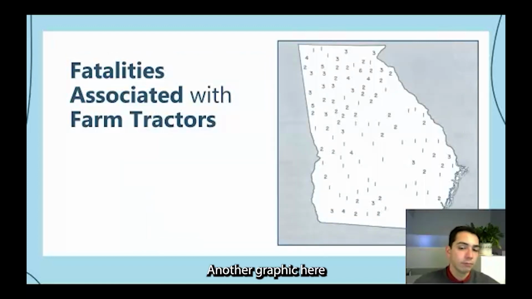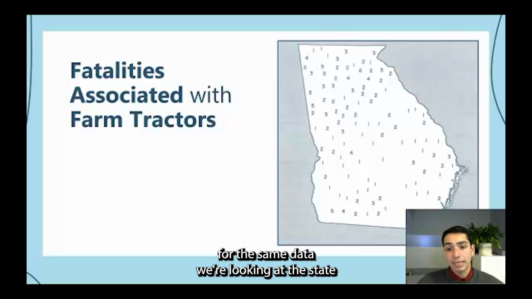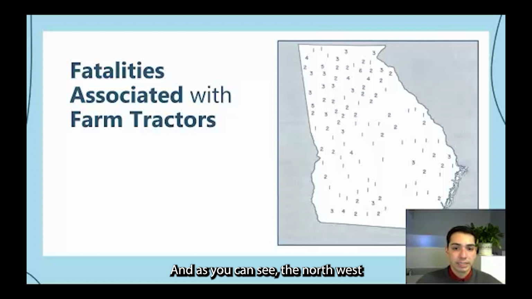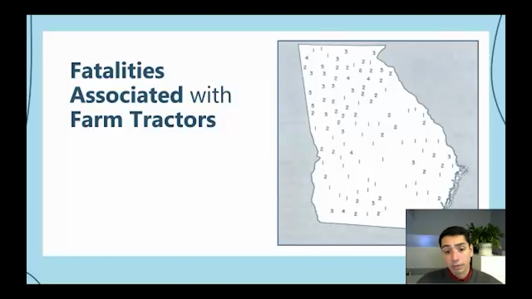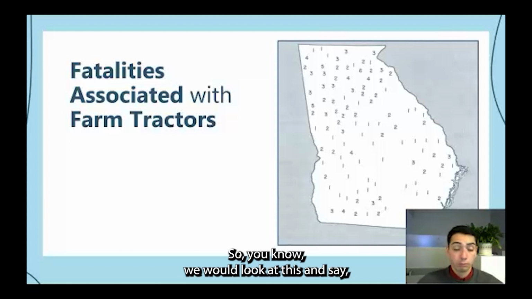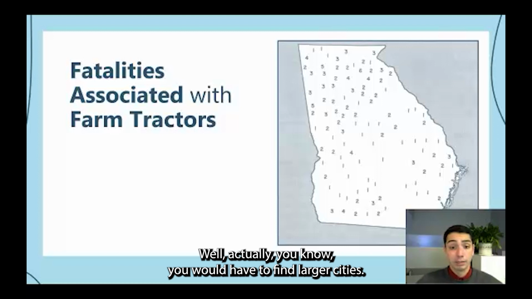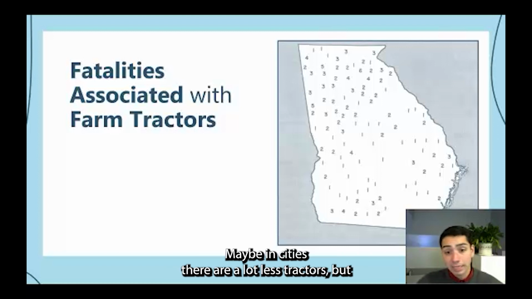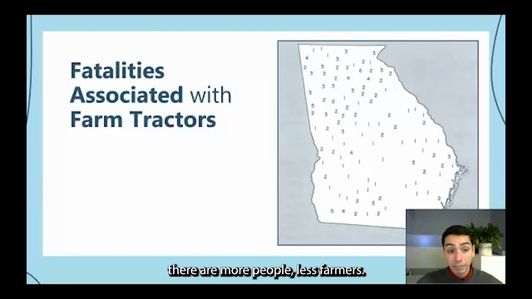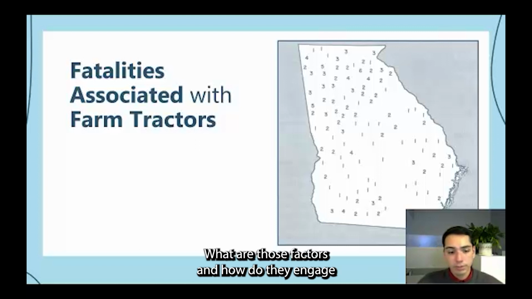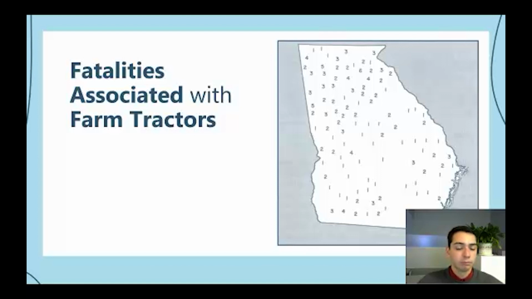Another graphic here for the same data: we're looking at the state and where these occurrences are happening based on geographic place. And as you can see, the Northwest region has a larger number of cases. There's also a small or growing pocket in the South. So we would look at this and say, where's the population most dense? Why is it happening there? Well, actually, you would have to find largish cities. Maybe in cities there are a lot fewer tractors, but there are more people, fewer farmers. What are those factors, and how do they engage and interact, and what outcome can we derive from that?